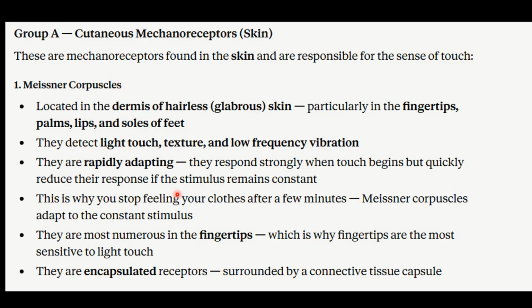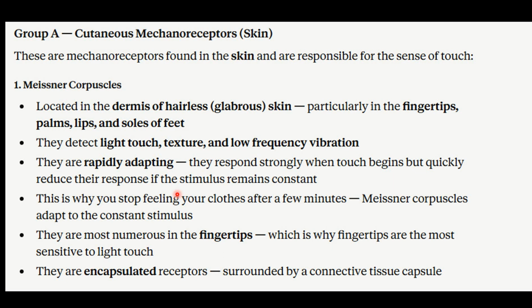Okay, the first is Meissner corpuscles. Meissner corpuscles are basically located in the dermis of hairless glabrous skin, particularly in the fingertips, palm, lips and soles of the feet. So these are the areas where we will find Meissner corpuscles. They can detect light touch, texture and low frequency vibration. Okay, so these are all interview questions. They can detect light touch, texture, low frequency vibration, but they are rapidly adapting.